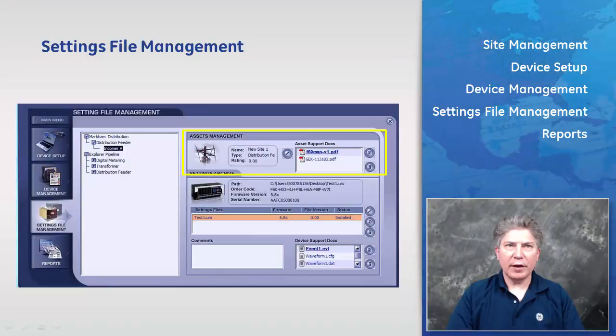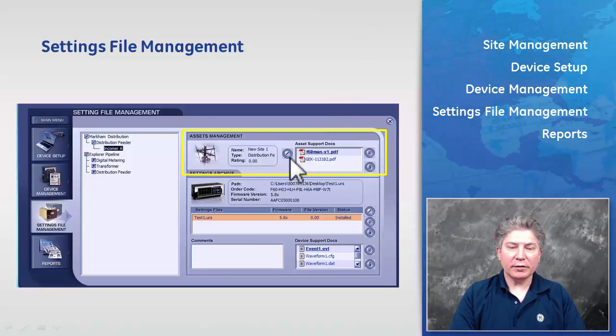Next, we'll look at the asset management screen. The asset management allows you to add supporting information and documents for groups of devices. Information entered in this section applies to all the devices in the same category as the selected device in the tree.